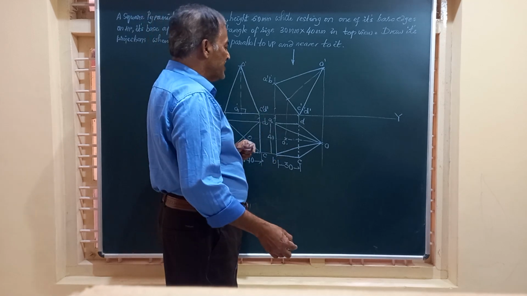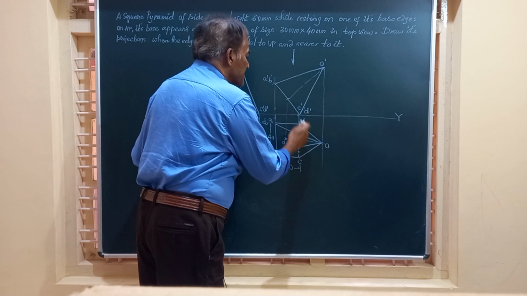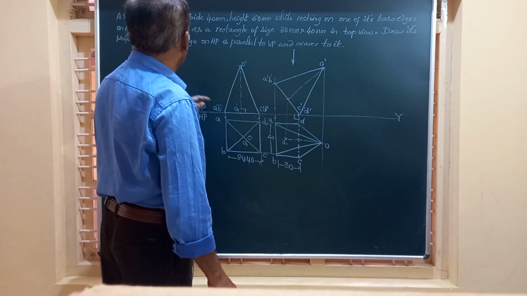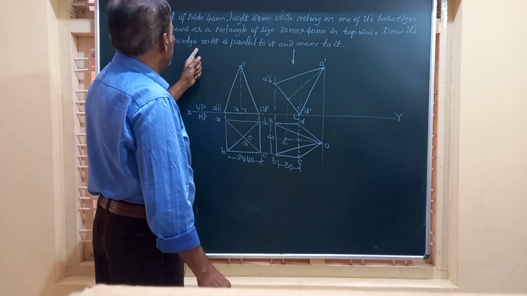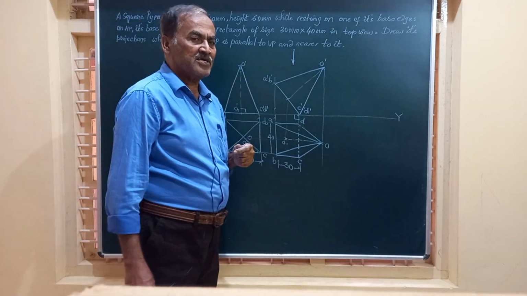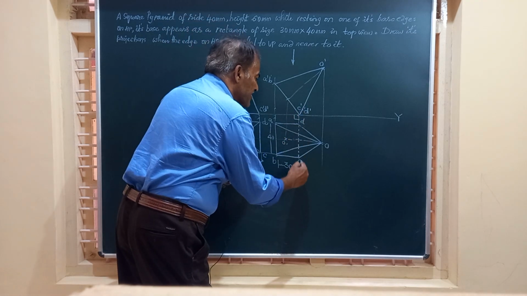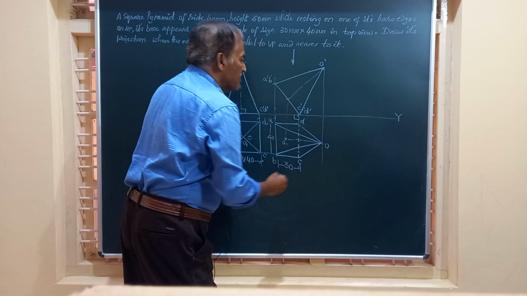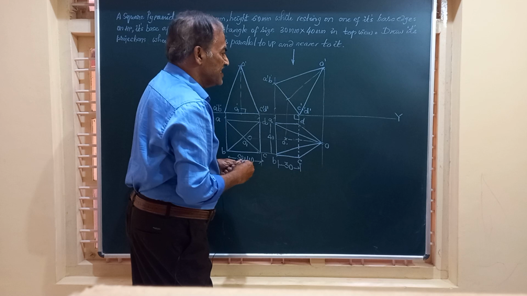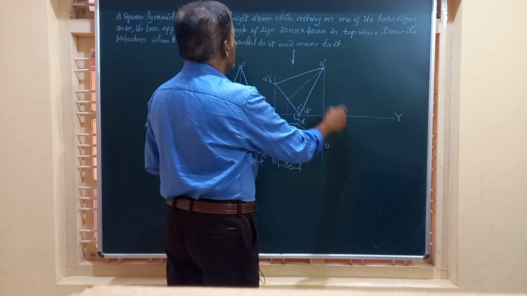Friends, if you observe this figure, you find that the object is resting on CD, that CD is now perpendicular to VP. But what does it say in the problem? Draw its projections when the edge on HP is parallel to VP and nearer to it. It is resting on its CD. That CD is now perpendicular to VP, but that has to become parallel to VP. So I have to rotate this figure through 90 degrees so that this edge is nearer to the vertical plane.